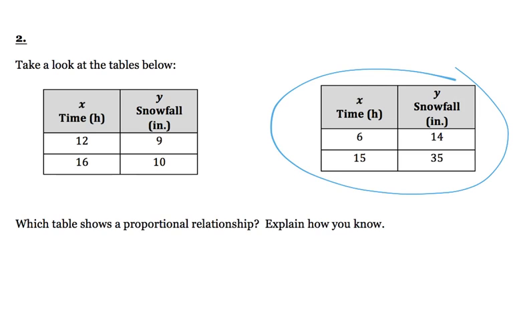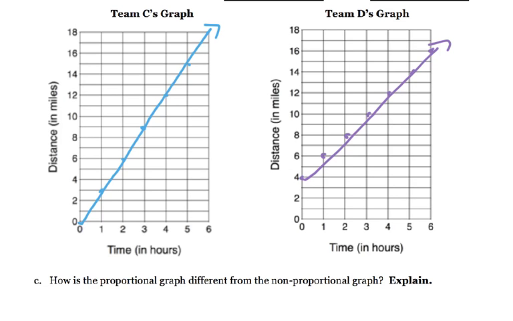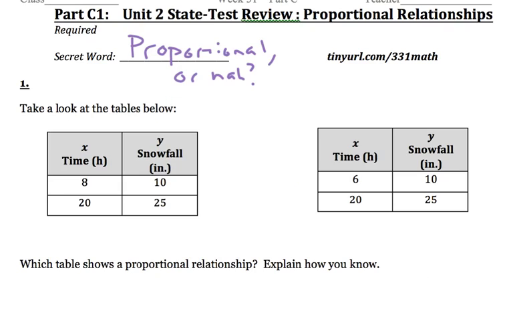For the second problem, the second table was proportional. For number 3, Team C shows a proportional relationship, and then when you graph Team C and Team D, you get these two graphs, and you should probably know why this one is a proportional graph and why this one is not. If you're not sure, please stick around and watch the video.